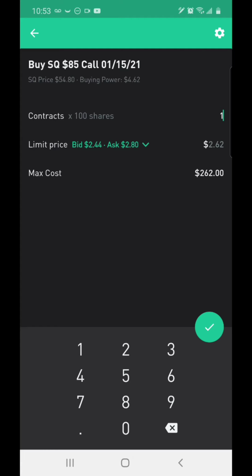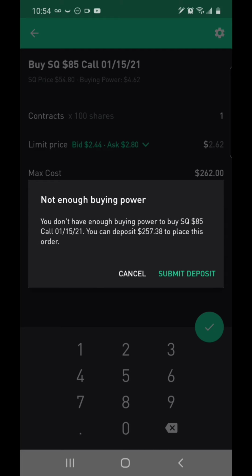And that's it. You select that you want to purchase one option, or as many contracts as you want to purchase, and click on the check mark and hit submit. Now, I don't have a lot of funds in this account. This is a small account, so I won't be submitting this at this point, obviously. And we're after market hours.